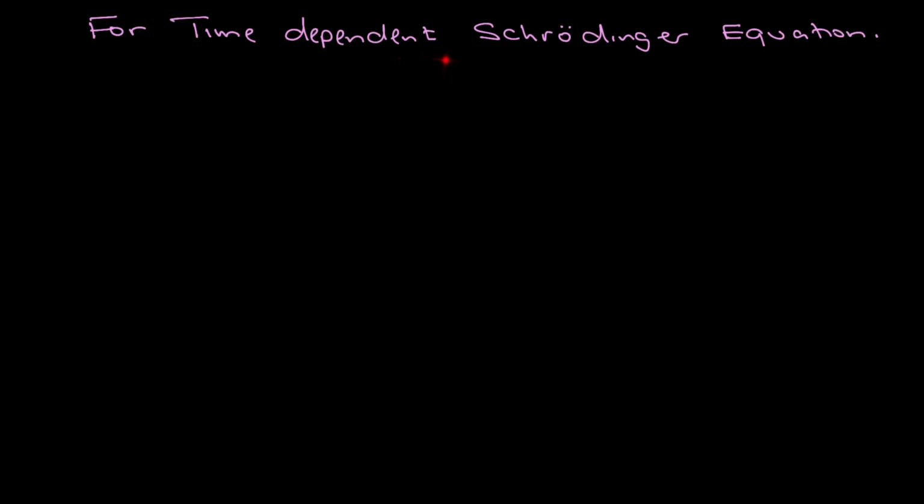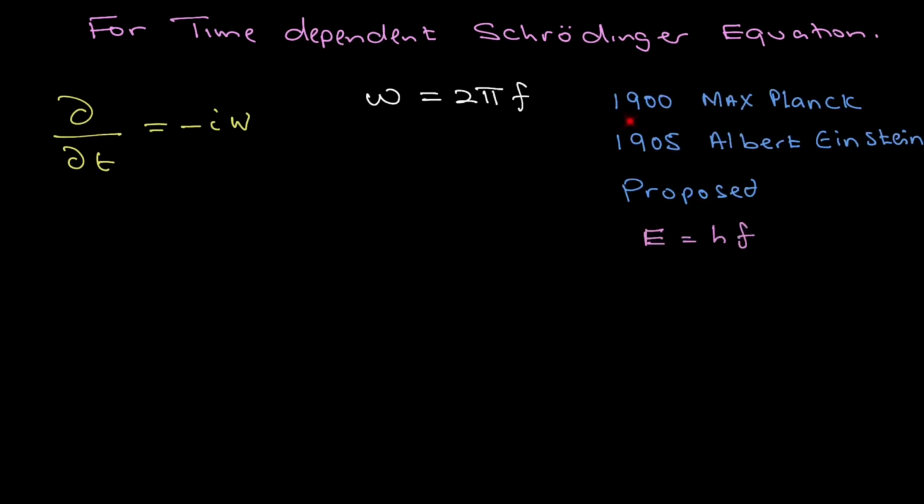For the time dependent Schrodinger equation, we write partial derivative with respect to t equals minus i omega. But we do know that omega is 2 pi f. In 1900, Max Planck and 1905, Albert Einstein both proposed E equals hf. Now if I replace E over h with f here, we get omega to be equal to 2 pi over h times E. And we know what 2 pi over h is, so that would be E over h bar. h bar is the reduced Planck constant.